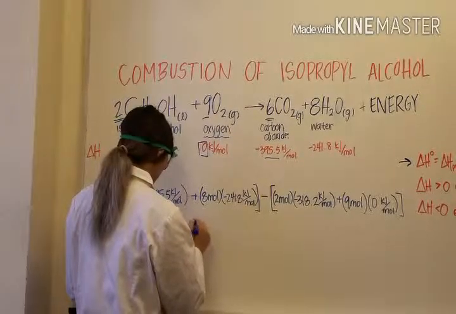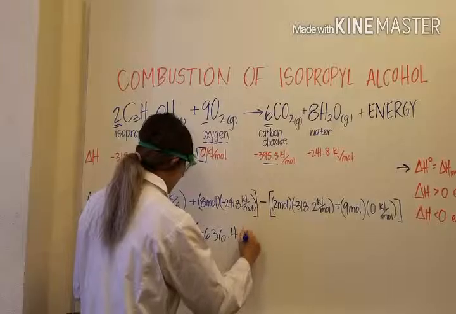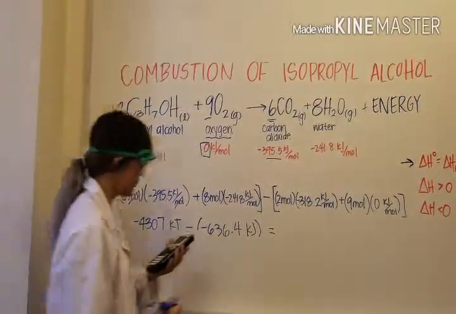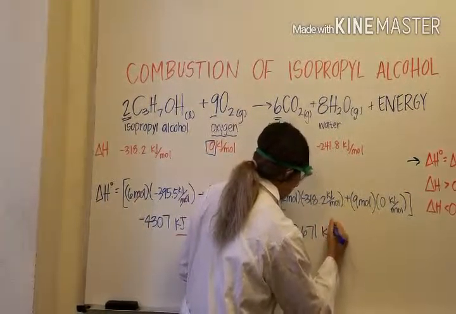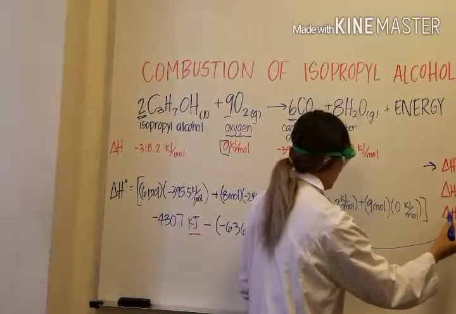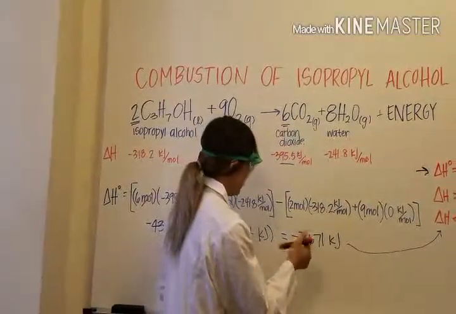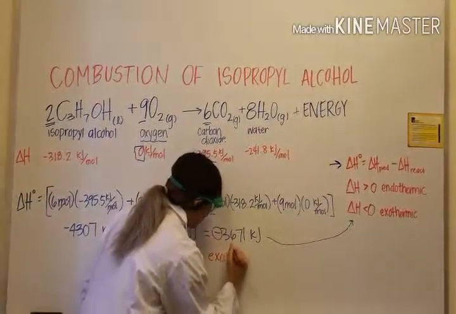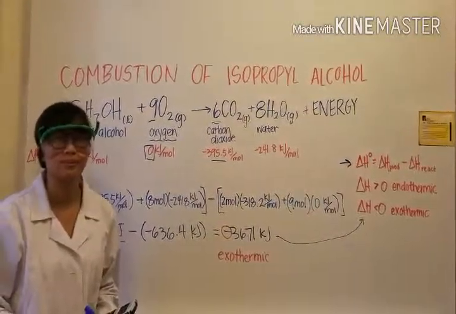The end result will be in kilojoules. We will now subtract the change in enthalpy for the reactants. Negative 4,307 minus negative 636.4 would equal negative 3,671 kilojoules. Now, because you have a negative delta H, the combustion of isopropyl alcohol would be considered an exothermic process.